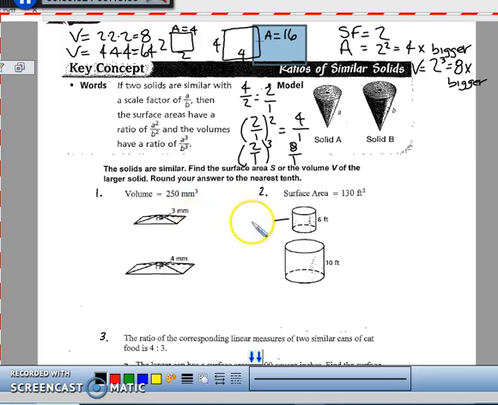These two here will be on the homework, but they will not be on the test. All right, so it says these solids are similar. Find the surface area or the volume of the larger one. Round your answer to the nearest tenth. So we set up proportions.